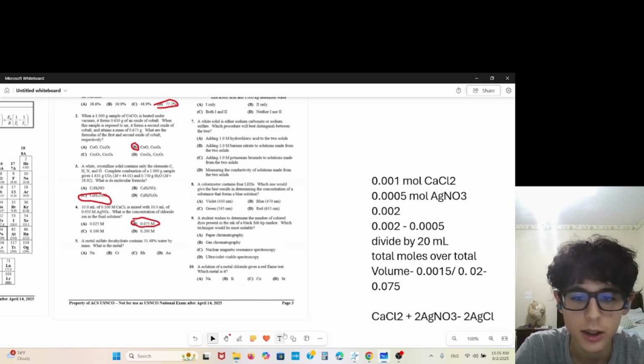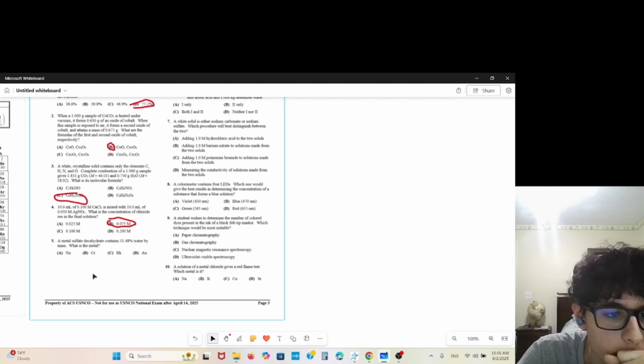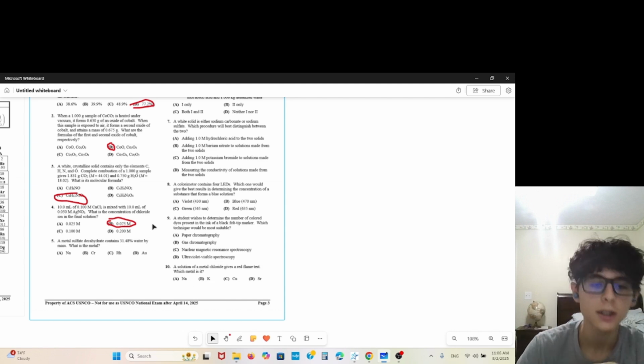Intuitive. All right. Next, this is probably going to be the slowest. Okay. A metal sulfate decahydrate contains 31.48% water by mass.